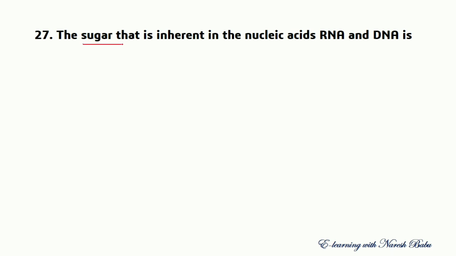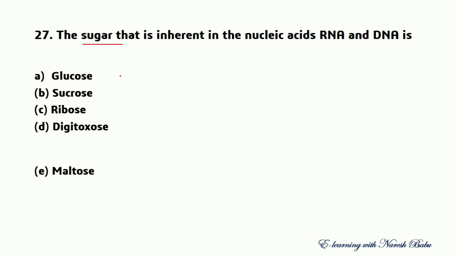Next question, the sugar that is inherent in the nucleic acids RNA and DNA is? So which sugar is mostly present in RNA and DNA? Either glucose, sucrose, ribose, digitoxose or maltose. The answer is ribose. It is mostly present in RNA and DNA.